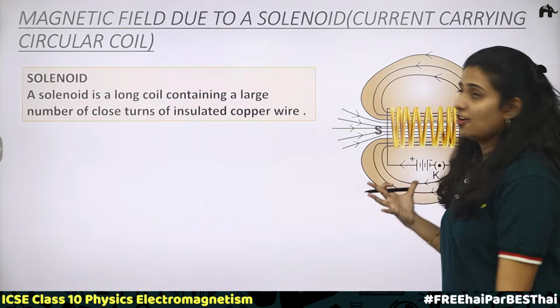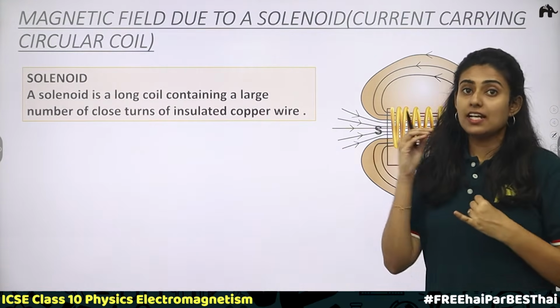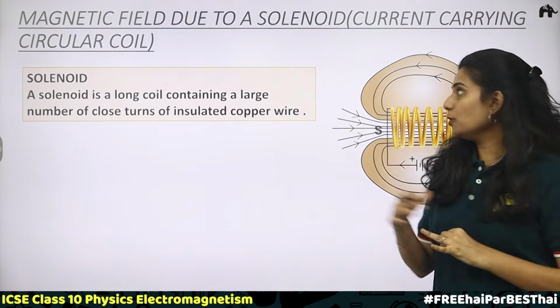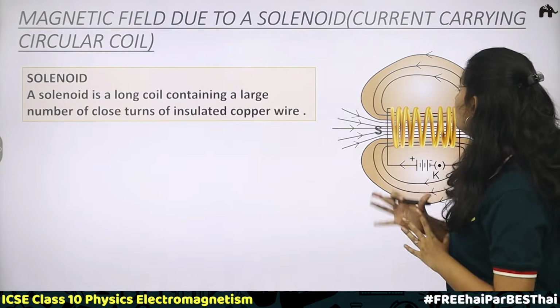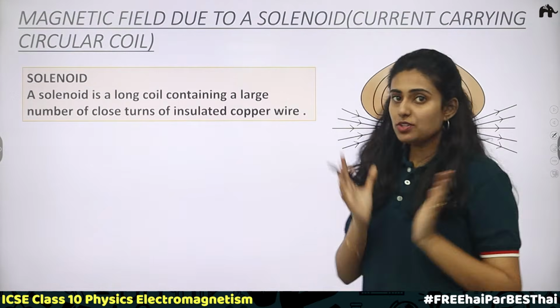Magnetic field due to a solenoid. We have studied the magnetic field due to a current carrying straight wire and a circular loop. Now what is a solenoid? First we need to understand what a solenoid is, and how a solenoid is formed.